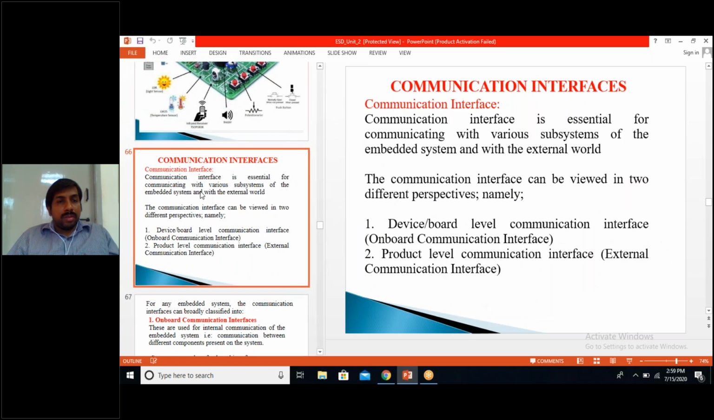The communication interface is essential for communicating between the various subsystems of the embedded system and with the external world. It can be viewed from two different perspectives. One is device or board level, called the onboard communication interface. The second is product level, called the external communication interface. Product level is called external communication interface, and device level is called onboard.